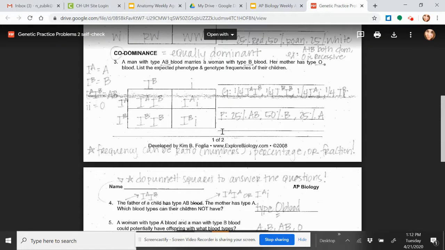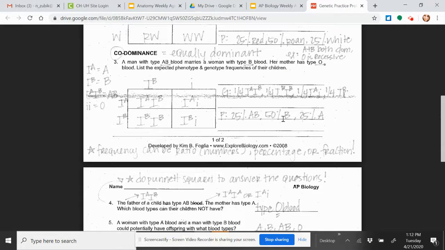Our phenotypic ratio is going to be different because, again, remember, if I have big IB, or big IB, little i, I'm still showing only that blood type for B. So blood type B is 50%, while A is 25% and AB is 25%.